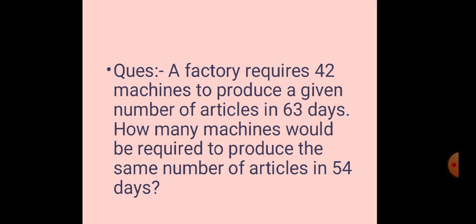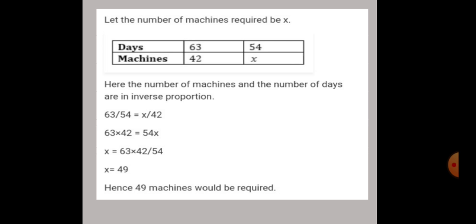Next, a factory requires 42 machines to produce a given number of articles in 63 days. So the factory requires 42 machines, and days are 63. How many machines would be required to produce the same number of articles in 54 days? Now articles are the same. First we have 63 days. Now days are reduced, so we have to increase the machines because days are reduced.